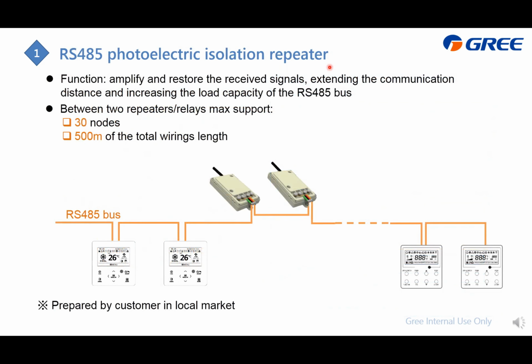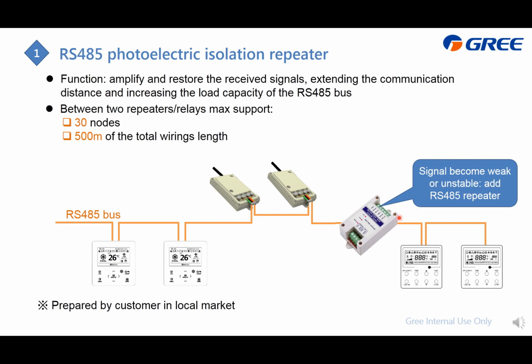RS485 repeater. The function of it is inside this RS485 bus. If we connect the bus just like this, you will find that if there are more than 30 nodes, which means 30 of this one, or the total length is longer than 500 meters, I'm afraid the signal will become weak and unstable. At that time, you just need to add this RS485 repeater to extend or amplify the signal to ensure the communication is okay. This device you need to prepare yourself. GRI does not sell this anymore.